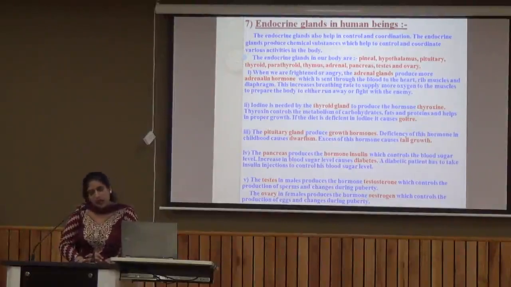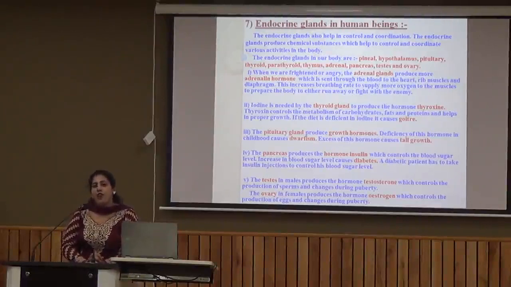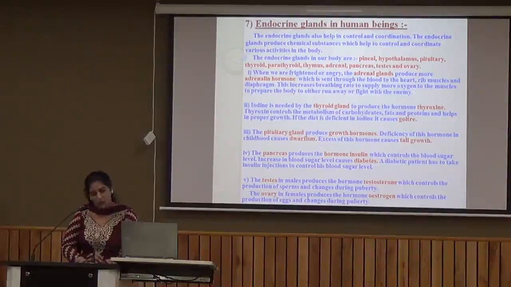The second one is the thyroid gland, which is present at the neck. It is responsible for producing the thyroxine hormone, which regulates the metabolism of fats, proteins and carbohydrates. The third one is the pituitary gland, responsible for the growth hormone, the most important hormone, as it is present in the brain. Deficiency of this hormone leads to dwarfism, that is shortness, and excess of this hormone causes excess growth.